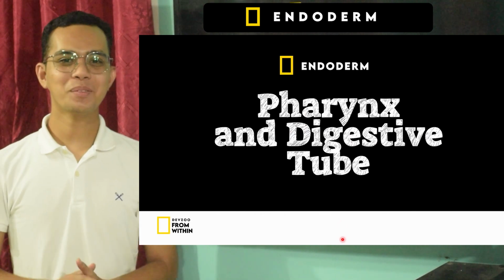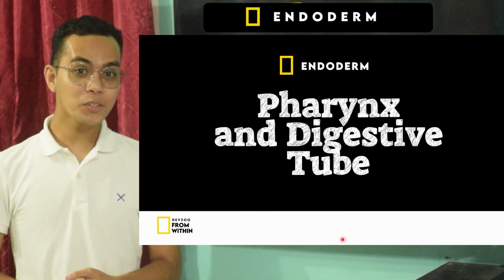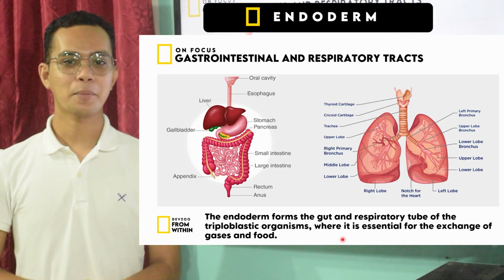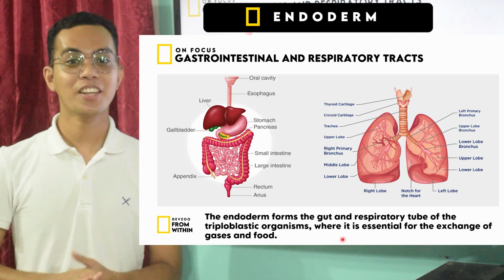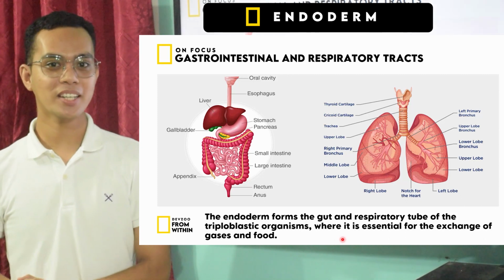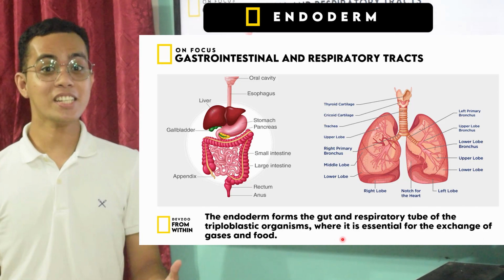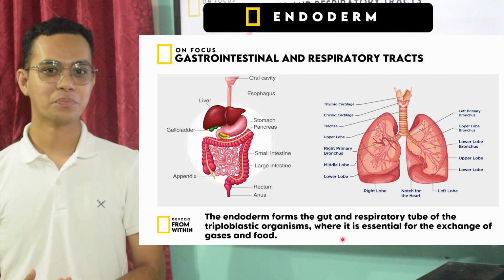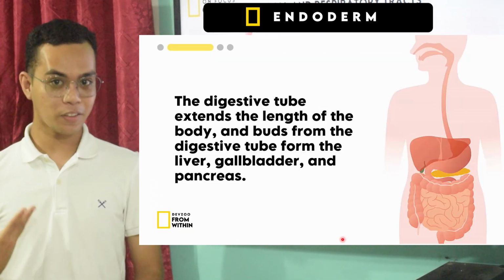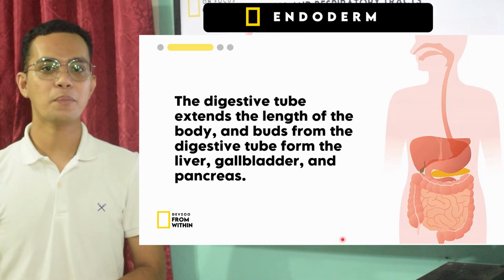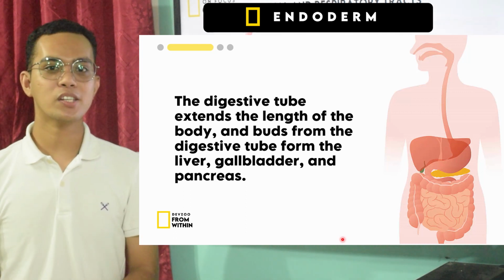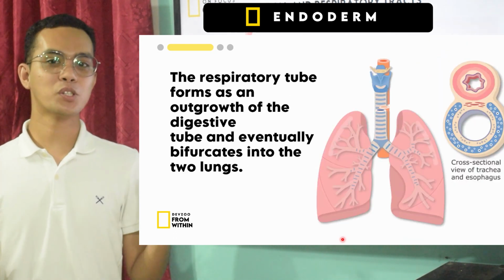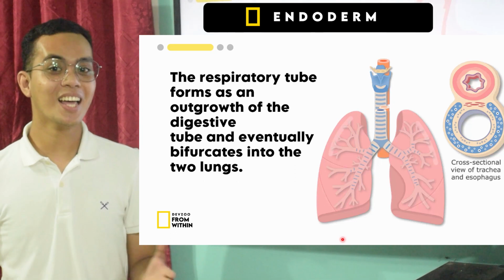Good day, everyone. I am John Mark Polistico, and I will be discussing the endodermal derivatives, specifically the pharynx and the digestive tract. Your endoderm forms the gut and respiratory tract in triploblastic organisms, just like humans. These are obviously essential for gas exchange and food digestion. Your gut tube extends the length of your body, and buds off from this tract give rise to your gallbladder, liver, and pancreas. These and the respiratory tract will be discussed by Royin a little later.